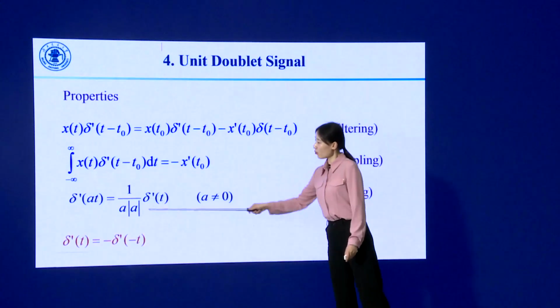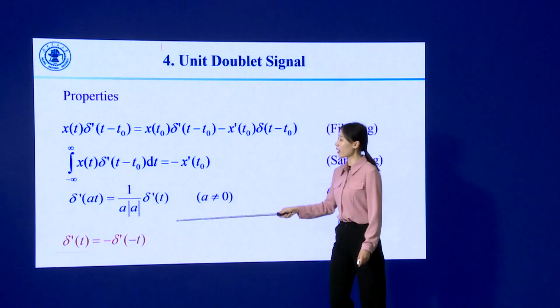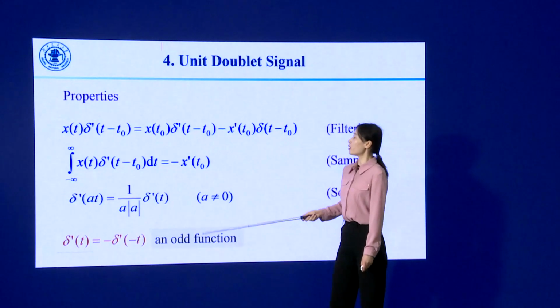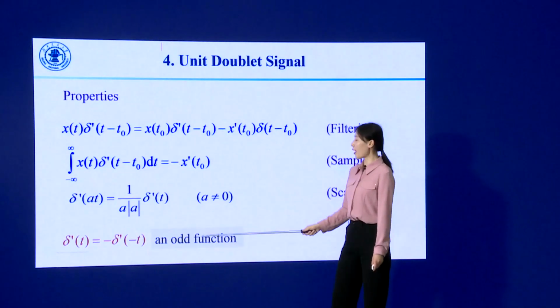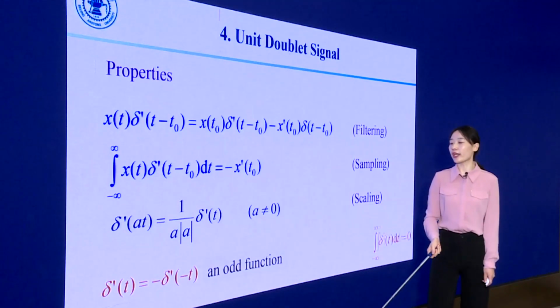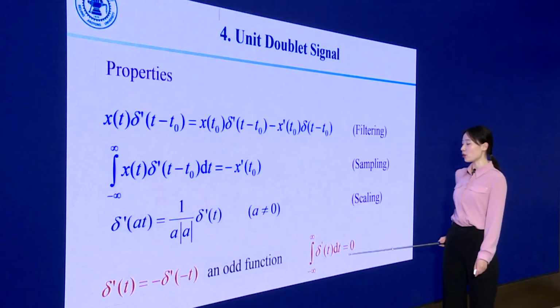When A is equal to minus 1 in this equation, we can get the following equation. That is to say, the doublet signal is an odd function. Based on this odd property, we can get that the integration of the doublet signal is equal to 0.